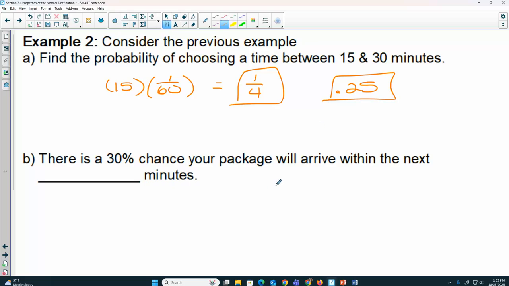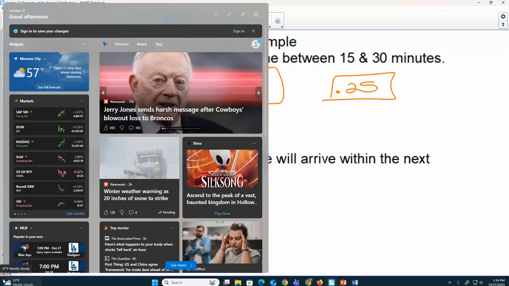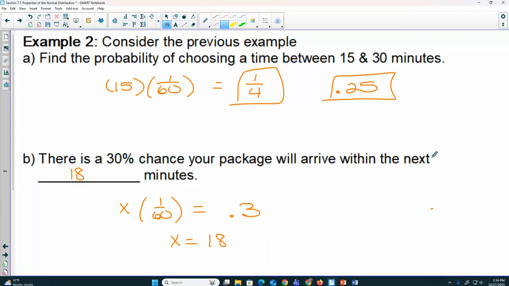B, there is a 30% chance your package will arrive within the next blank minutes. Okay, think about how we did this. We did our minutes, which we don't know, times the probability. And if I want a 30% chance, that would have to be equal to 0.3, right? So if I multiply over my 60, what's 0.3 times 60? 18. So it's a 30% chance we'll get our package in the next 30 minutes. Sorry, next 18 minutes.